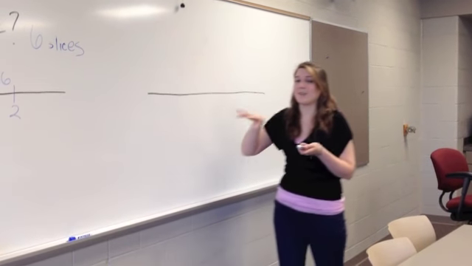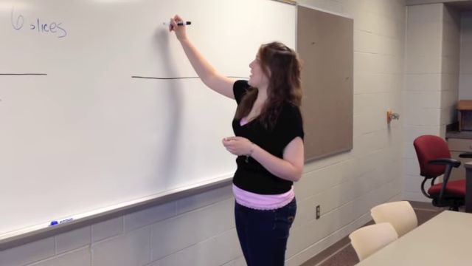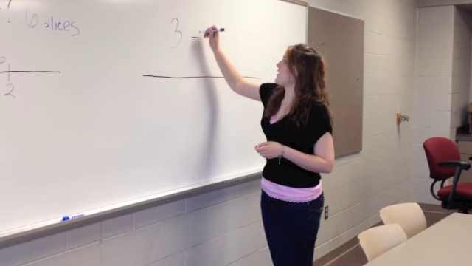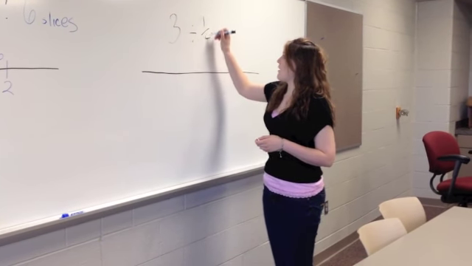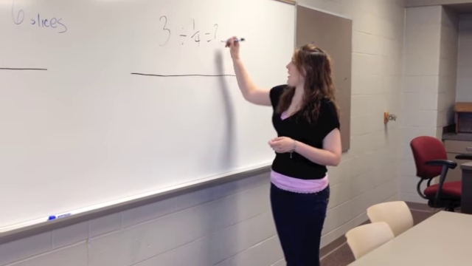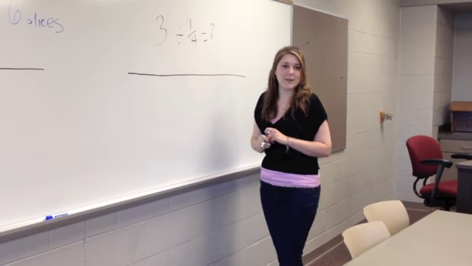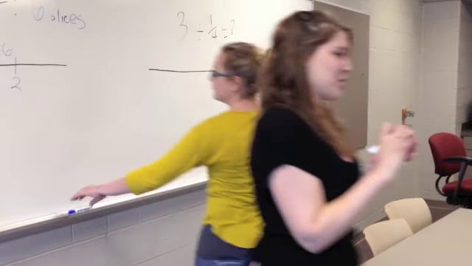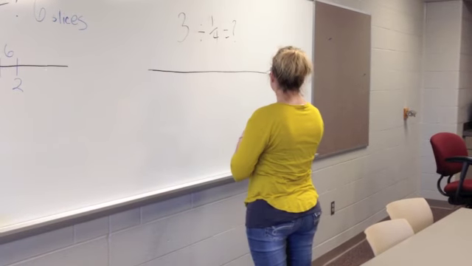Now we're going to try another one. Test your knowledge again. So we're going to do 3 apples this time, divided by 1/4. We're going to figure out how that is. So this time I'm going to pick Kelly to do this problem. Okay, show us how we should do this.